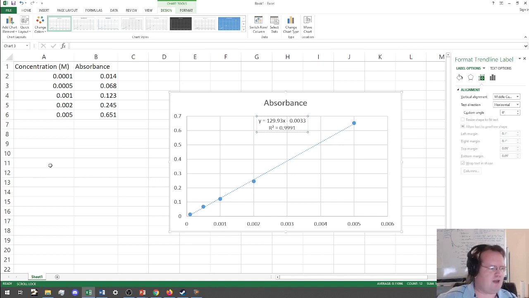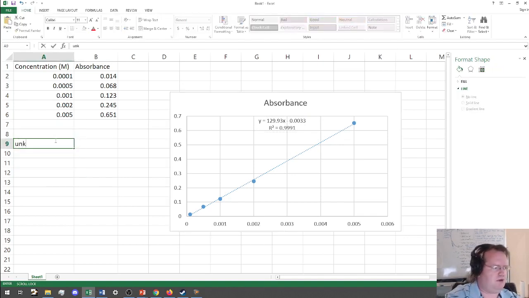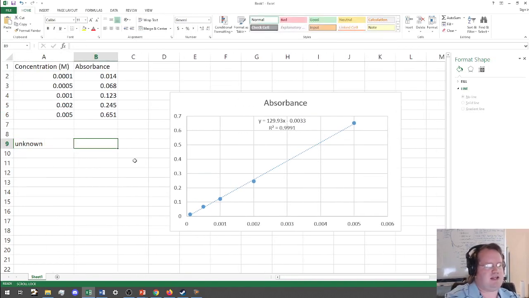So we can make another measurement. Let's say I take an unknown. I don't know its concentration, but I find its absorbance is, let's say, 0.324. What we can do is plug that 0.324 in for y, because y represents absorbance. You then solve for x. So I would add the y-intercept to both sides, then divide by 129.93, and that would give me my value for the concentration of that sample.